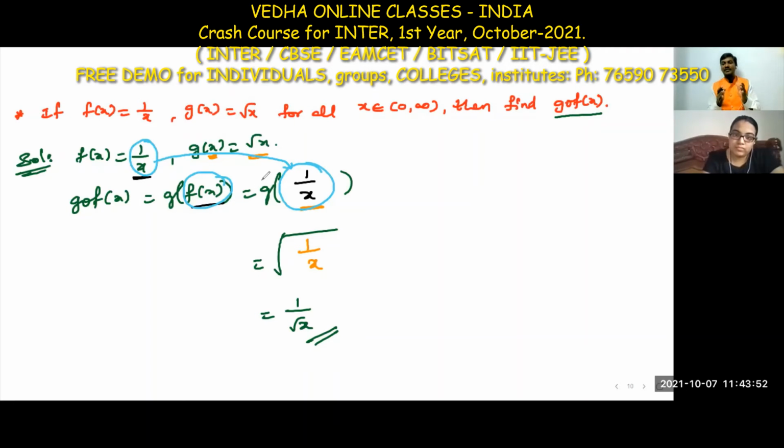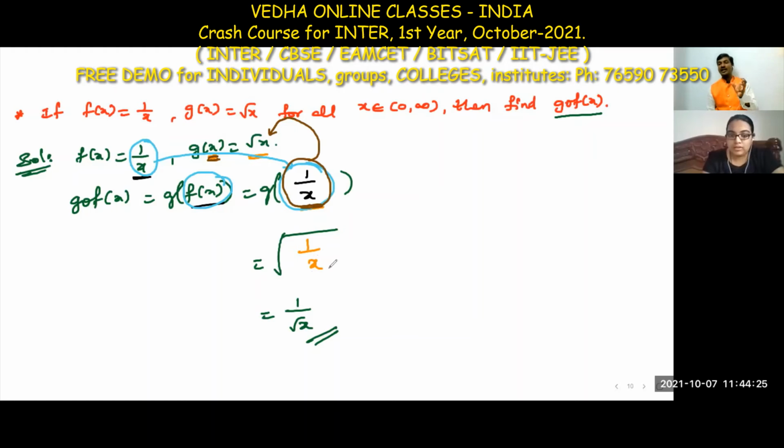So after that, again g of x. What is g of x here? g of x is given as root x. So in place of this x, we have 1 by x. This 1 by x we are going to replace in place of the x in the g of x function. Root of x means root of 1 by x.